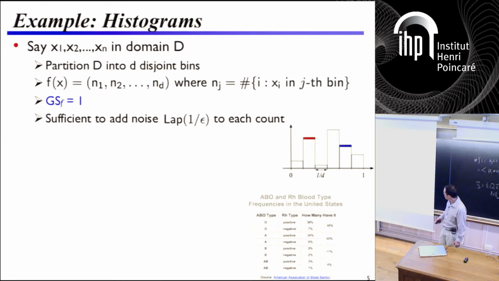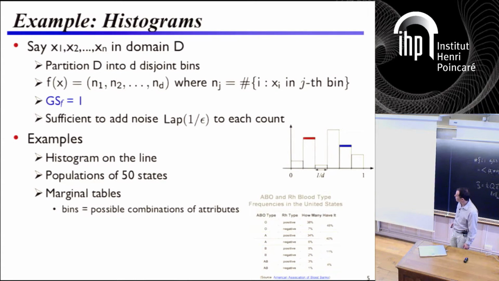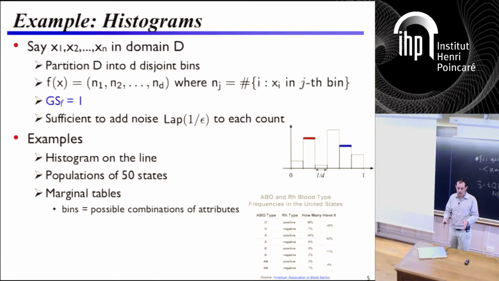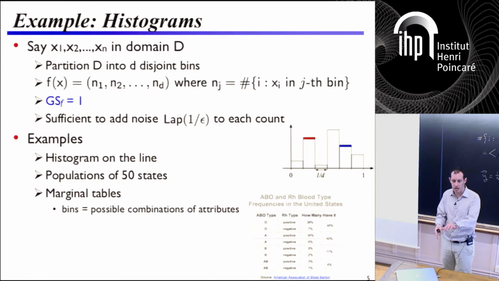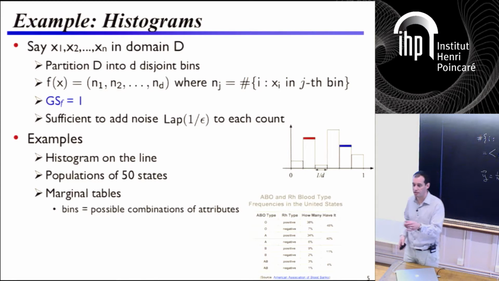So for example, here's an example of blood types and things like that. There are histograms on the line that are useful. You could consider the population of the 50 US states, or EU countries, or French provinces, whatever your favorite example is. And then marginal tables also fit into this. If I'm looking at a subset of the variables and asking how many people have all ones for those attributes, or 0, 0, 0, 1 for those attributes, or each of the possible patterns, because each person satisfies only one of the patterns, I get a histogram. Even though there are 2 to the k numbers I'm releasing, where k is the number of attributes.